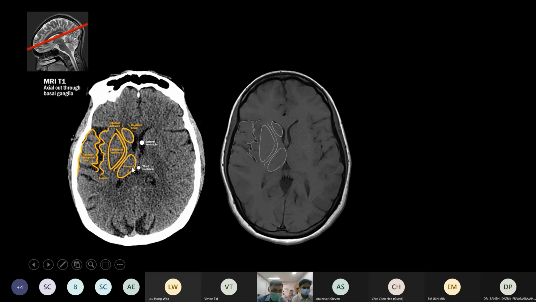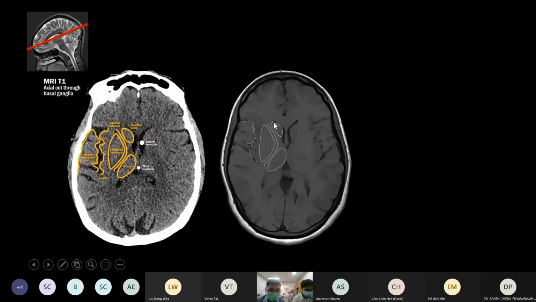Subsequently, posterior to that is the thalamus. And then laterally, this is the lentiform nucleus, constituted by the globus pallidus as well as the putamen. Then lateral to that is what we call the insular cortex, okay? Immediately after the insular cortex is the anterior temporal lobe, okay?